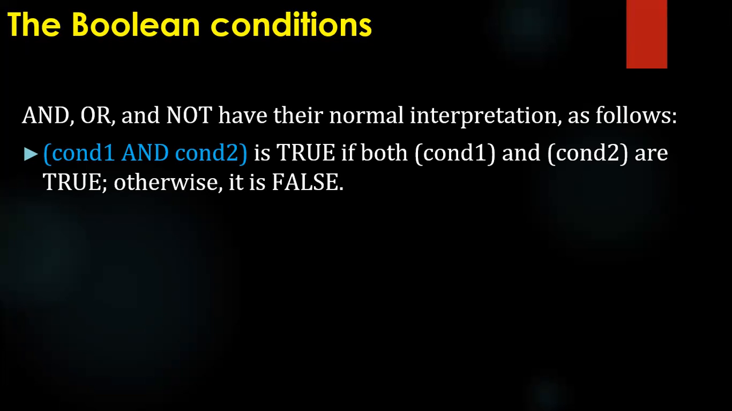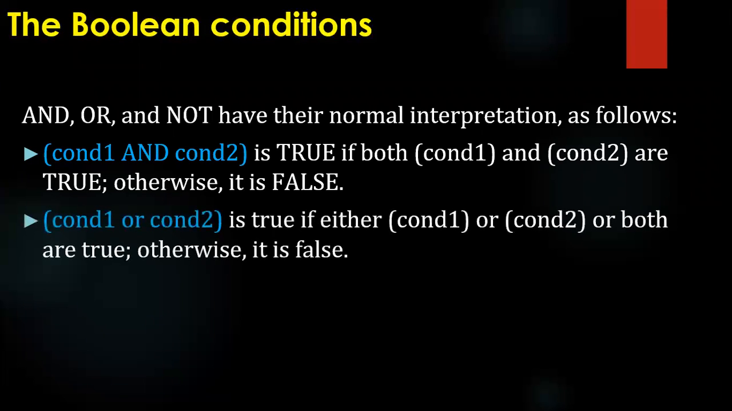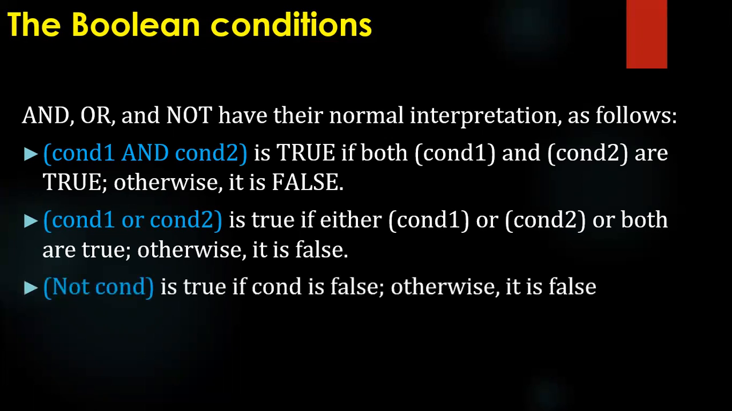If condition 1 and condition 2 are both true, AND will return true, otherwise it is false. Whenever we use OR, condition 1 or condition 2, if both are false, then the result will be false, otherwise it will be true. For the NOT condition, if the condition is true, the result will be false. If the condition is false, the result will be true. So now we'll make use of these three logical operators to apply more than one condition.